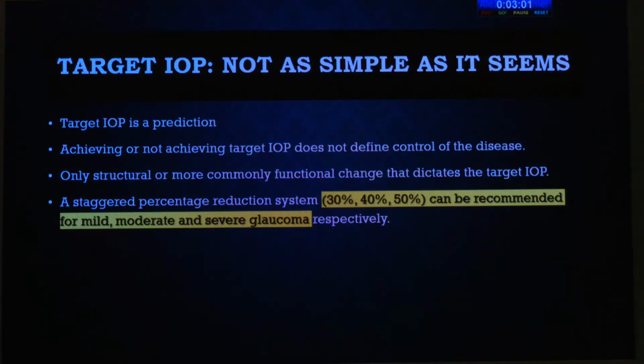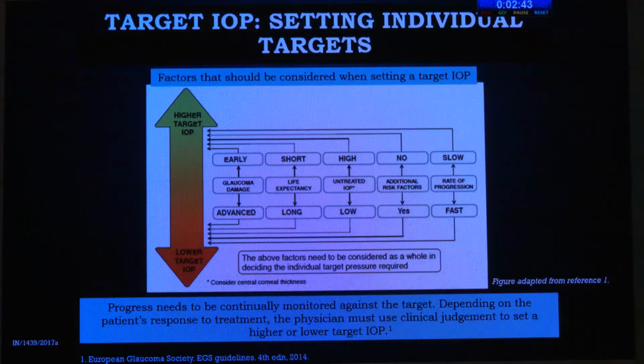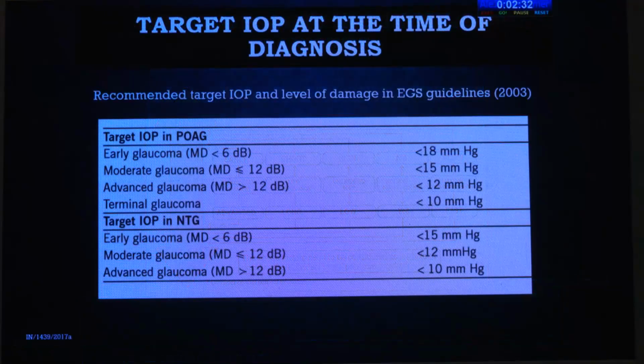We have to keep assessing these patients regularly and keep adjusting the target pressure accordingly. If there is progression on repeat examinations, then we decrease the target pressure further. A staggered percentage reduction system like 30, 40 or 50% can be recommended for mild, moderate and severe glaucoma. So the target pressure depends on how high the pressure is, what the additional risk factors are, and more importantly the rate of progression. This is a chart where we can see that as we have more advanced glaucomas, the target pressure goes down and further down.